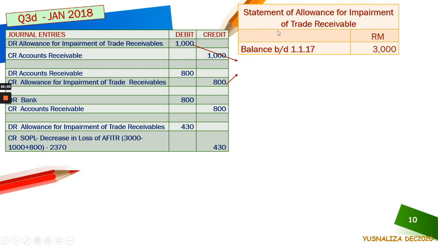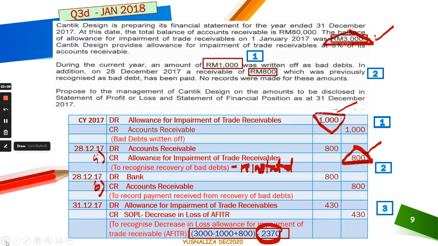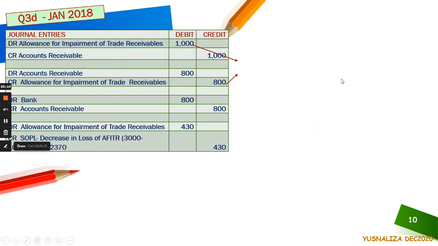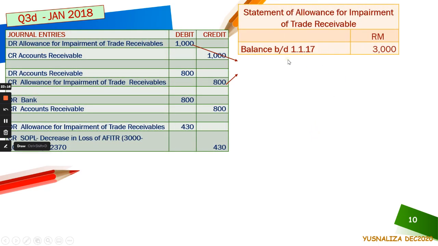Number one, you will have to prepare the statement of allowance, or the movement of allowance for impairment of trade receivables. First, put the balance. The balance was given, and if I'm not mistaken, it was 3,000. Then you have to do the second transaction. If you can, refer to the journal entry here. The journal entry that you prepared can help you with the statement.